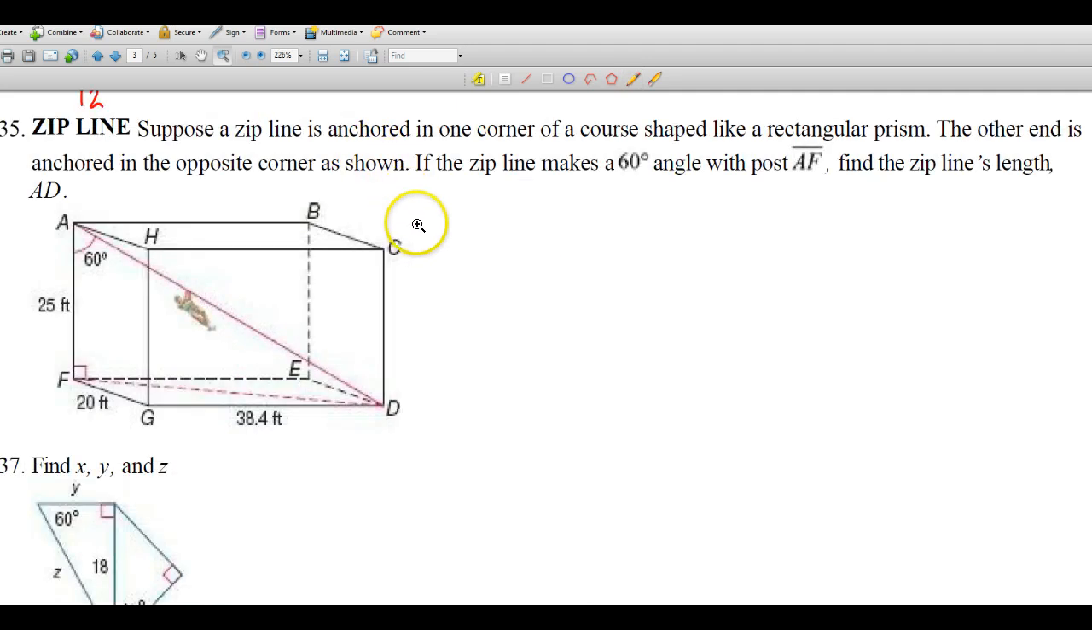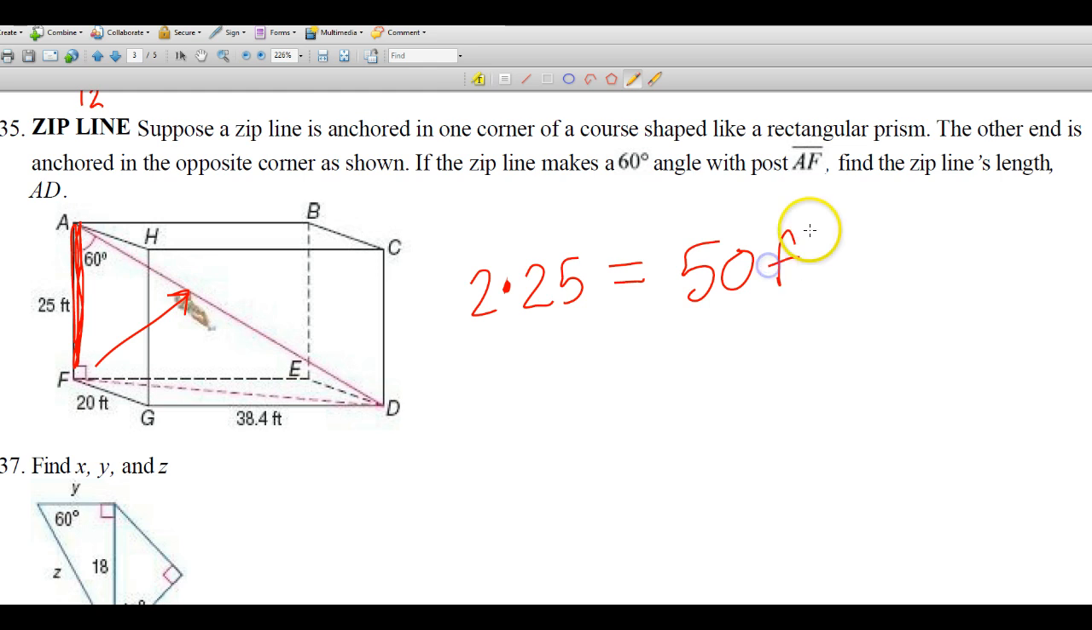And 35, suppose a zip line is anchored in one corner of a course shaped like a rectangular prism. The other end is anchored in the opposite corner as shown. If the zip line makes a 60-degree angle with post AF, find the zip line's length AD. So for this problem, we have a 30, 60, 90, and we're given this side, which is the short leg, and we want to find this side, which is the hypotenuse. So to find the hypotenuse, we take the short leg times 2. So our answer is 50 feet.